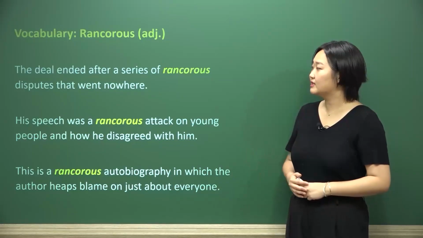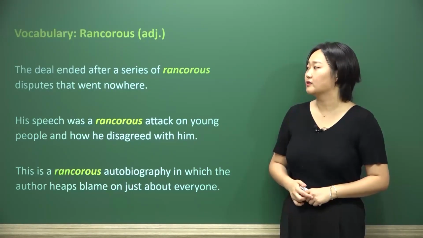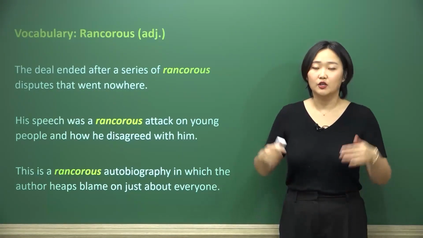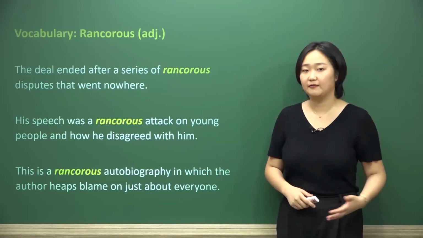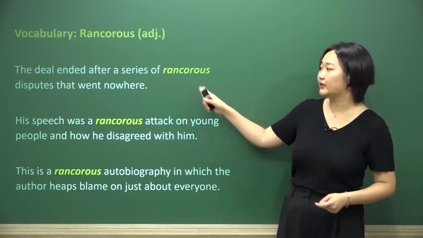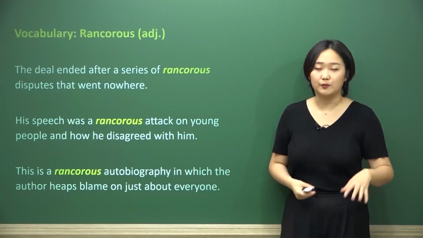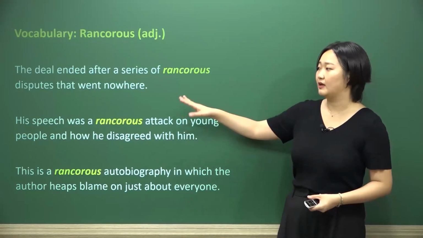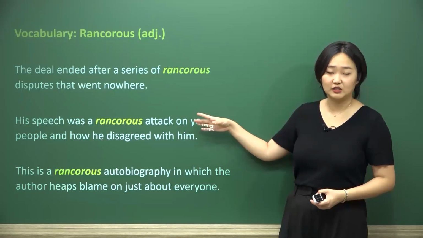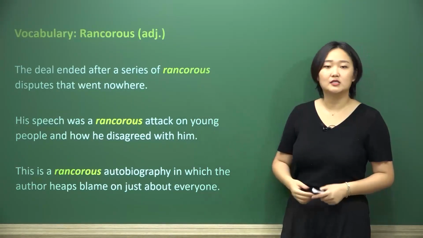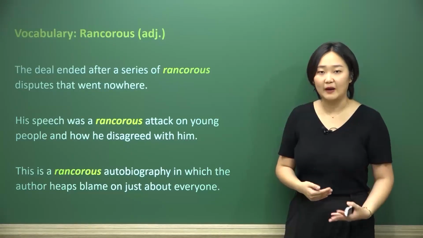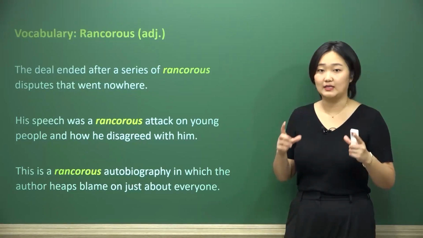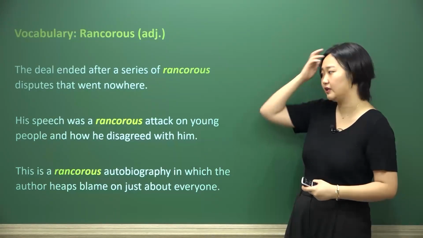The deal ended after a series of rancorous disputes that went nowhere. And so here the deal ended. Oftentimes if the deal is ending, it's not necessarily a good thing. You want to have a deal in order to get some kind of benefit. Here though, it's ending because of a series of rancorous disputes. Disputes would be some kinds of conflicts. I would also say maybe disagreements. We could say maybe bursts of shouting matches, arguments and stuff like that. Rancorous too, once more, being very hateful, being very spiteful, having a lot of vitriol, having a lot of vengeance, and wanting to really highlight this idea of negativity.